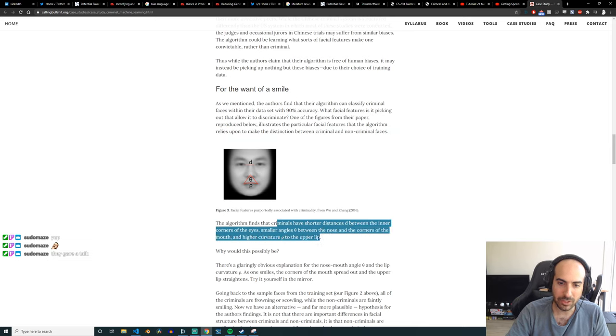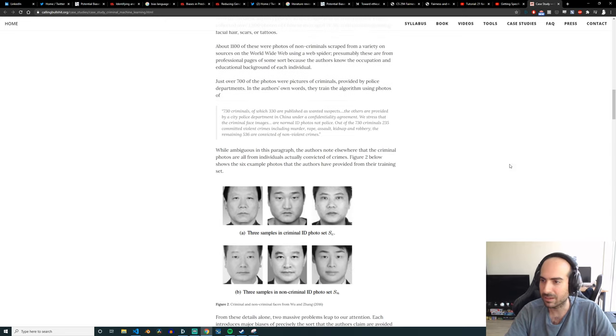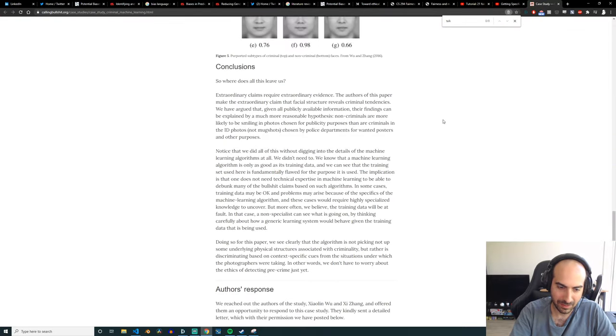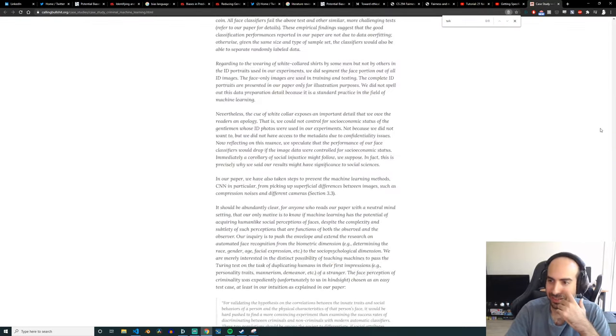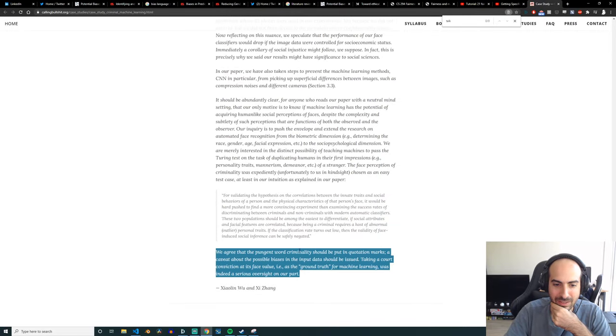So criminals have shortened distances between the inner corner of the eye, smaller angles between the nose and the corners of the mouth, and higher curvature to the upper lip. Are you serious? Please link, come on. I have to see this. Should be put in question.